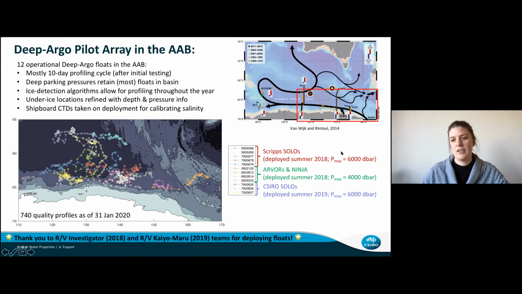And then just as a note, the Solo floats, the circles and diamonds in this figure, profile as deep as 6,000 meters, and the others, the Arvors and the Ninja float, which are triangles and the square along the slope there, can only profile to 4,000 meters. But that often gets to the top of the Antarctic bottom water layer anyway, so we can still measure the thickness.